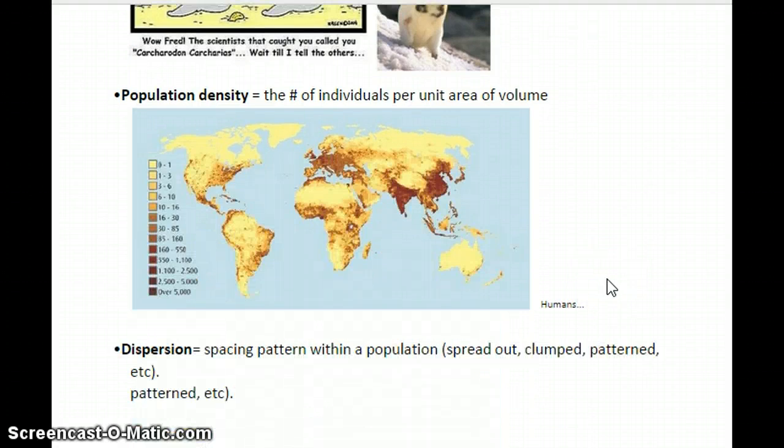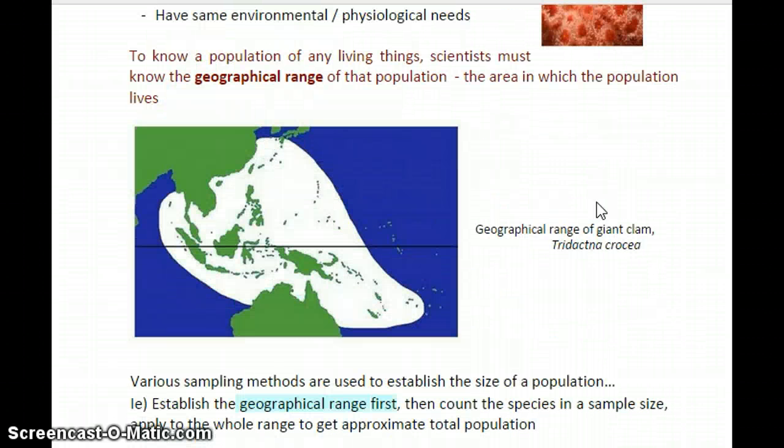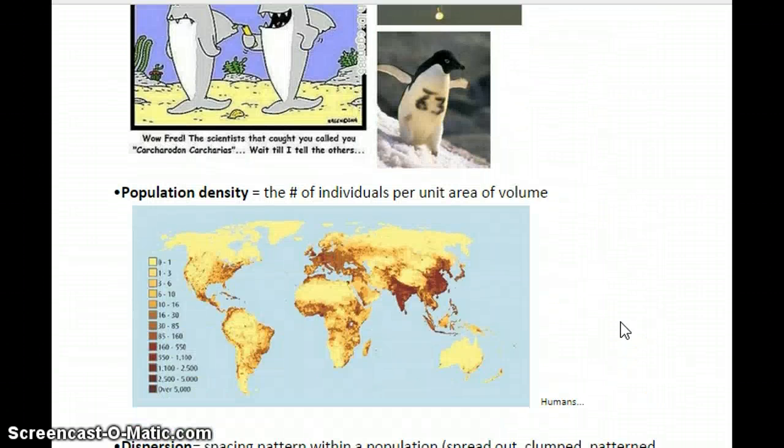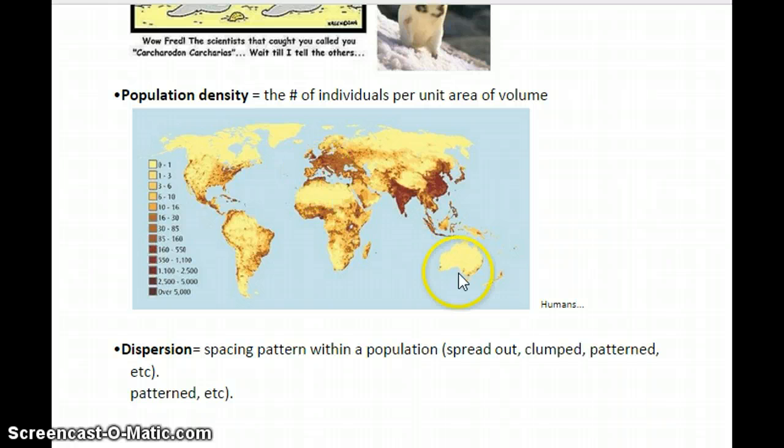So population density is another important factor here, because if you're going to count, let's go back quickly to our clam. If you're going to try to get the geographical range and then estimate, count in a small area and then multiply that by the whole area and say, well, that's how many roughly there are, there's certain assumptions you're making. You're making an assumption that they're evenly distributed. What if you count in that little 1 square mile, and maybe that's an area where they tend to be more densely populated? So population density is kind of an important thing.